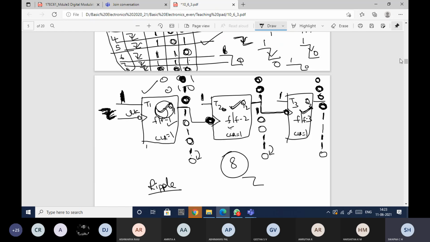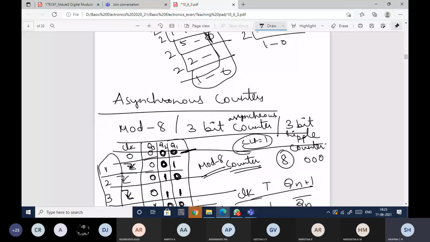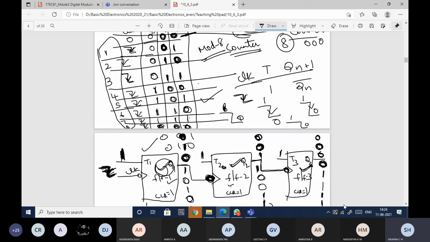That is the main reason I have given you all the names. Maybe in the exam they may ask whether mod 8 counter, or 3-bit asynchronous counter, or just a 3-bit counter, or they may even ask for a 3-bit ripple counter. So you should write the same whatever circuit I've shown you. For that circuit only you need to give the explanation. Hope this is clear to all of you.